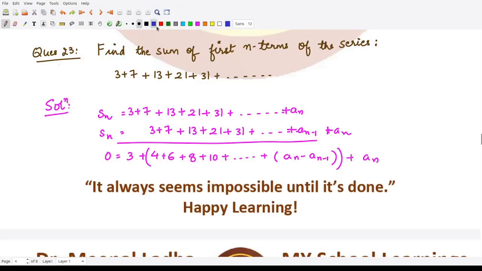In this video we have to find the sum of first n terms of the series. Now this series is given to us. Can you see the pattern here?